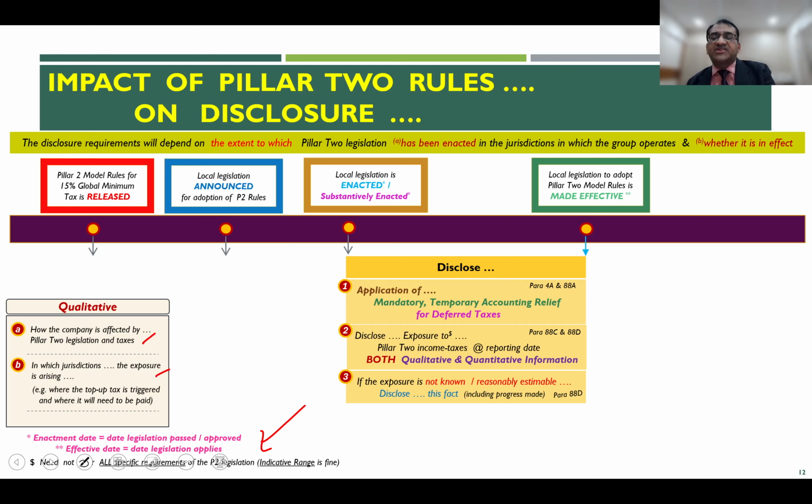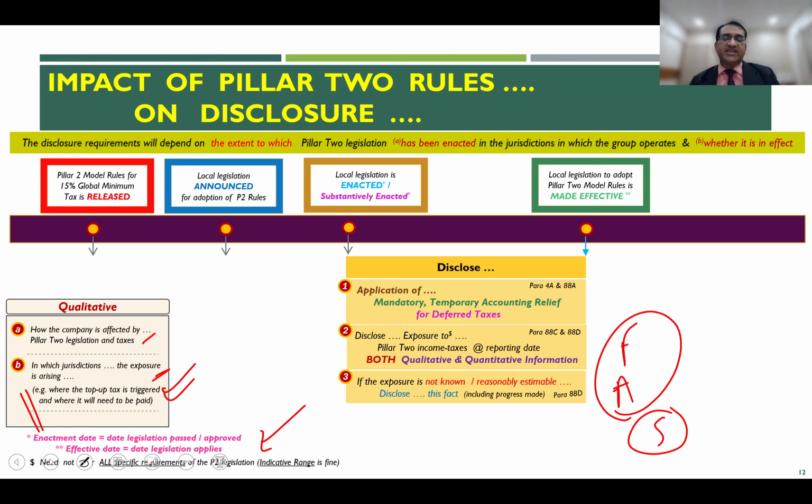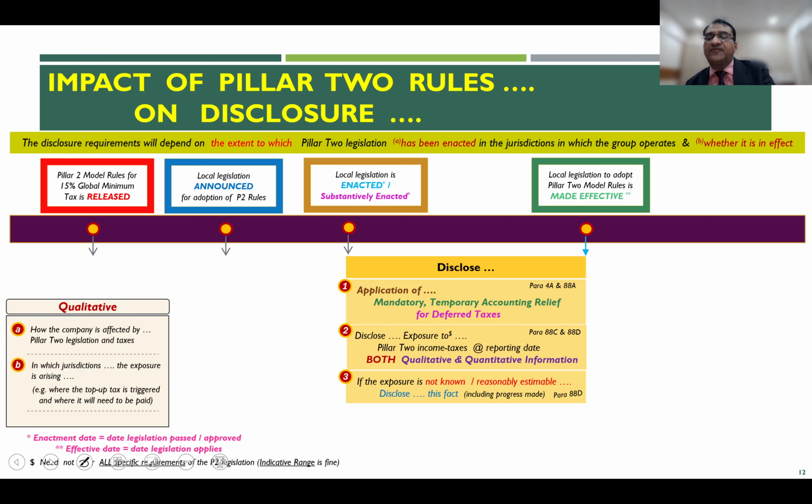In which jurisdiction the exposure is arising. The example which we saw, the exposure is arising in Singapore. So where the top-up tax is triggered and where it will need to be paid. So the example which we said, trigger happens in Singapore and in France and Australia. In these two jurisdictions, the payout is expected to happen. Those kind of qualitative disclosure is required to be given.